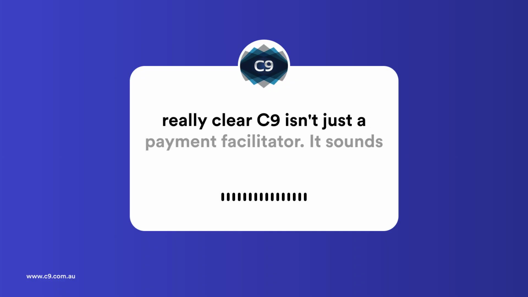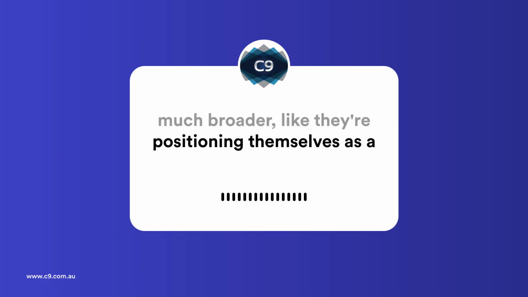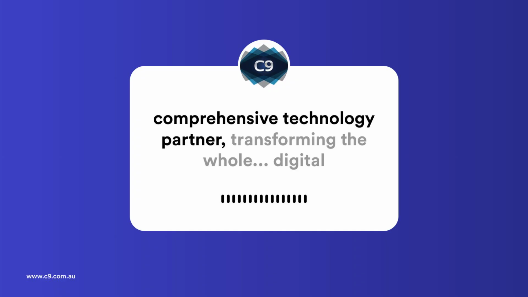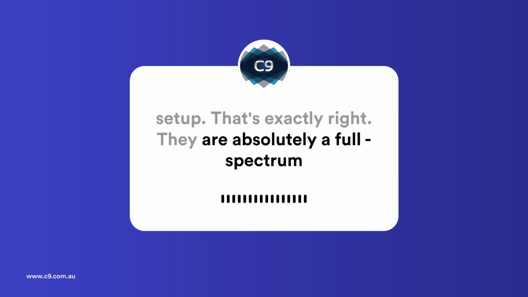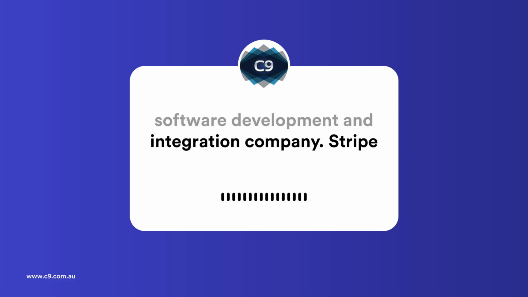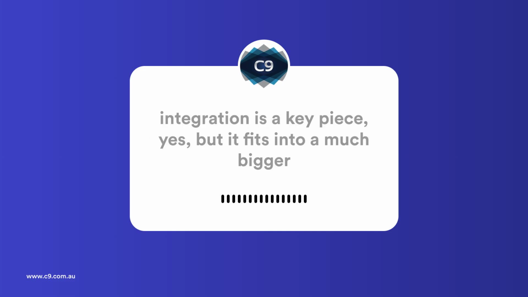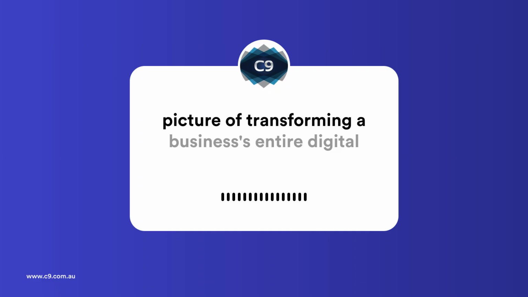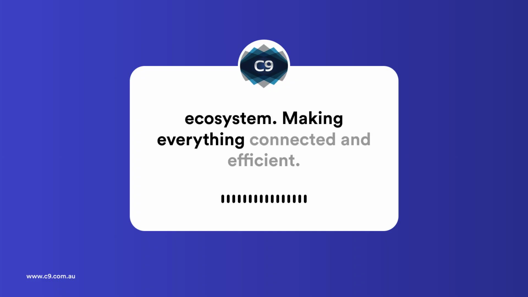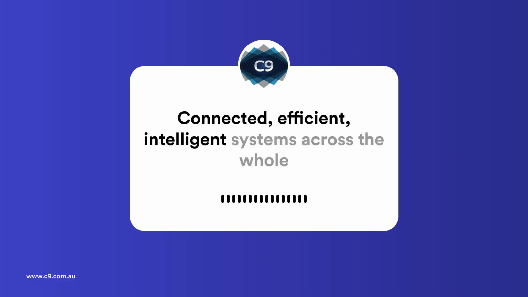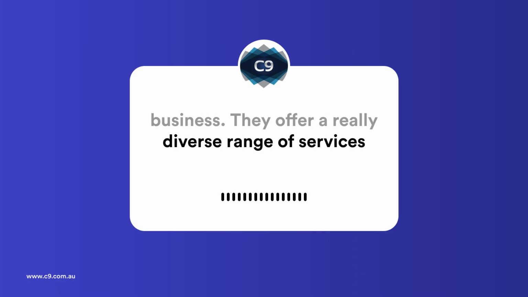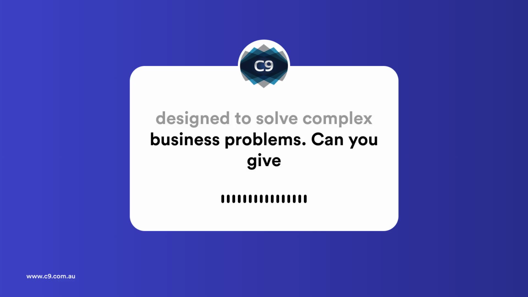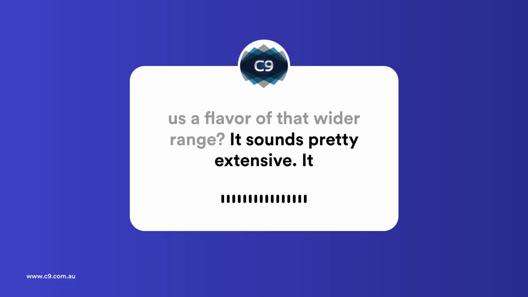Hearing all that, it's really clear C9 isn't just a payment facilitator. It sounds much broader, like they're positioning themselves as a comprehensive technology partner, transforming the whole digital setup. That's exactly right. They are absolutely a full-spectrum software development and integration company. Stripe integration is a key piece, yes, but it fits into a much bigger picture of transforming a business's entire digital ecosystem. Making everything connected and efficient. Connected, efficient, intelligent systems across the whole business. They offer a really diverse range of services designed to solve complex business problems. Can you give us a flavor of that wider range? It sounds pretty extensive. It really is.